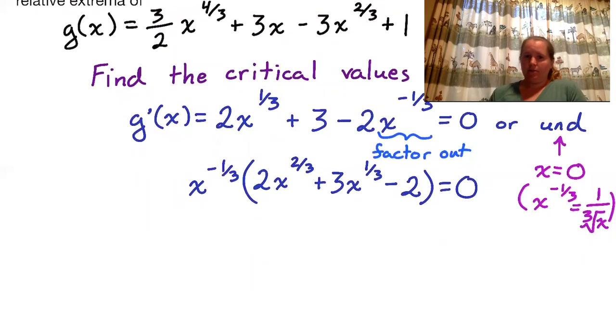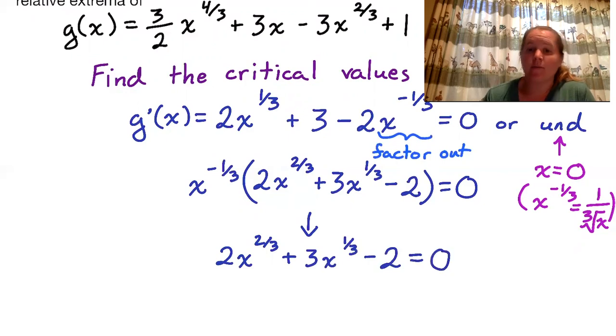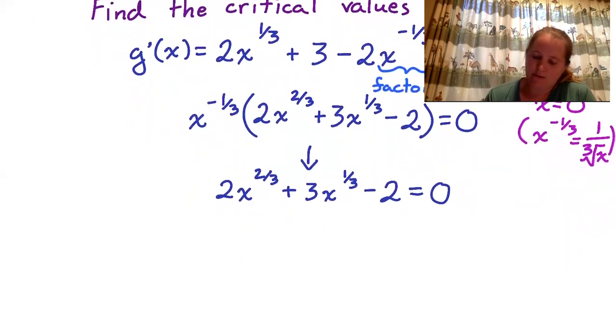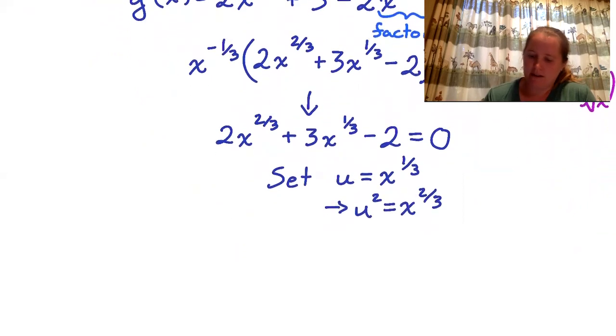And then what we are going to do is, the first part cannot equal 0. So we are going to look at specifically just the second factor. So 2x to the 2/3 plus 3x to the 1/3 minus 2 equals 0. And now I'm going to help myself and use a little substitution. I'm going to set u equal to x to the 1/3. Then u squared would be x to the 2/3. And so we are really looking at 2u squared plus 3u minus 2 is equal to 0.